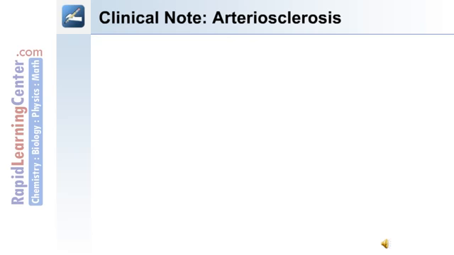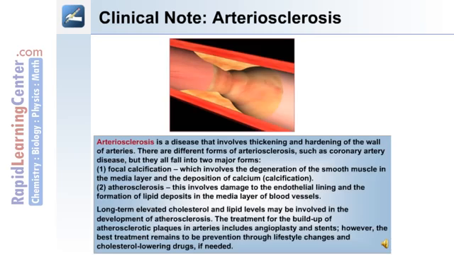The following is a clinical note on arteriosclerosis. Arteriosclerosis is a disease that involves thickening and hardening of the wall of arteries. There are different forms of arteriosclerosis, such as coronary artery disease, but they fall into two major forms. Number 1, focal calcification, and number 2, atherosclerosis.